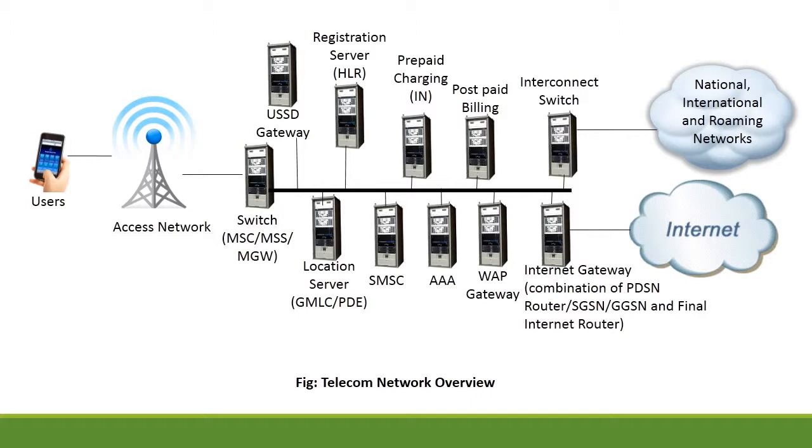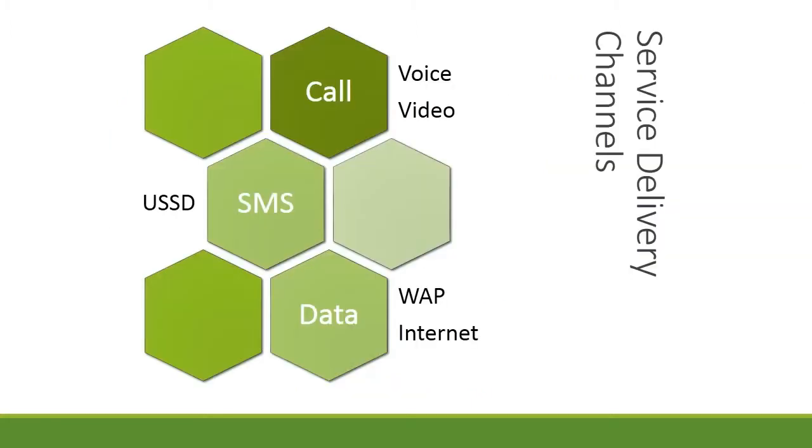AAA receives requests either from WAP gateway or internet gateway. For internet, authentication and authorization is done by HLR and AAA. Location server is independent. User cannot use it directly, rather information is fetched by other applications.